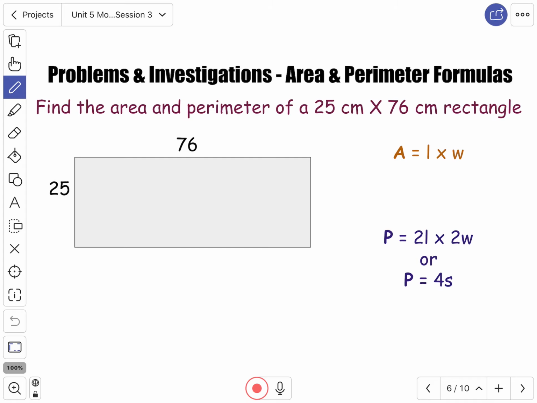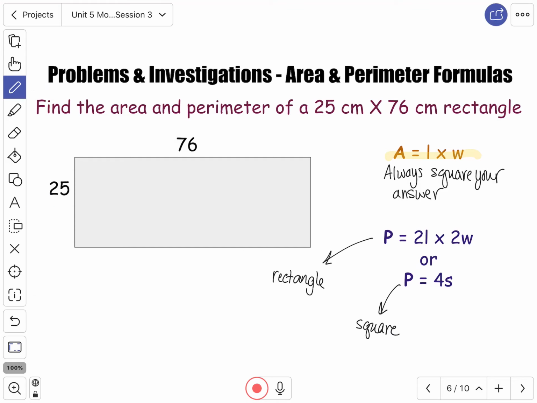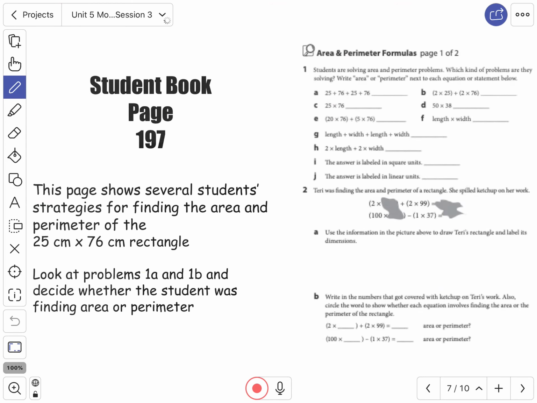Remember that with perimeter, you don't square it, okay? So remember though, also, when you're doing area, obviously you're doing length times width, okay? Very important, you just remember that. And you always square your answer when you are doing area. When you are doing perimeter, if you're using a rectangle, you're going to use this formula. But if you're using a square, you're going to use that formula. So just know the difference between the two when you're solving your problems, okay?